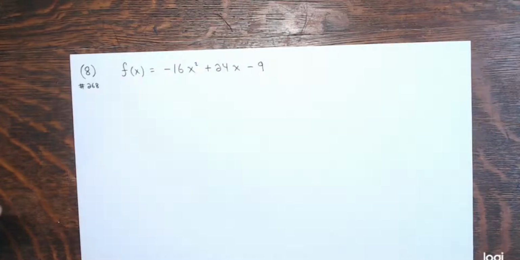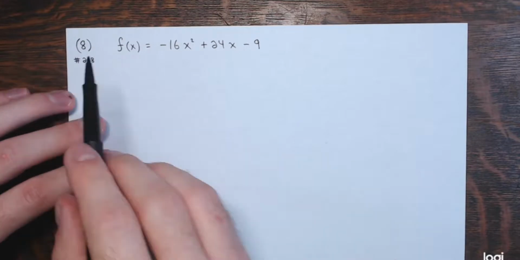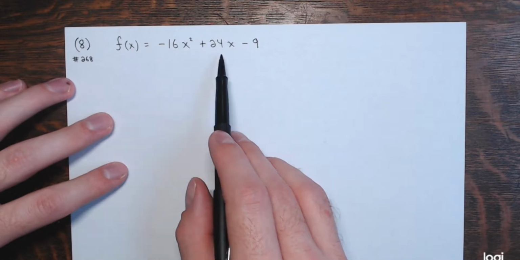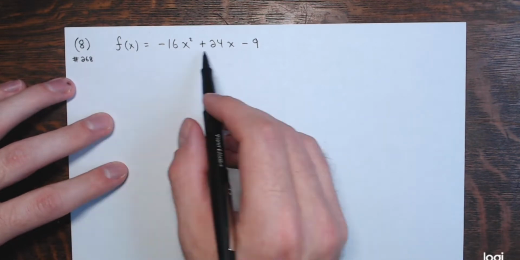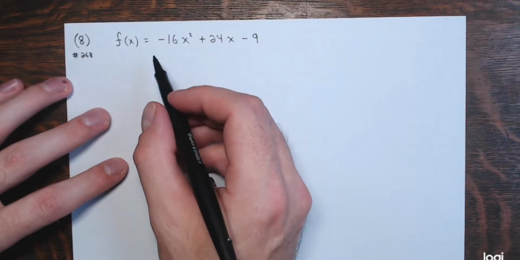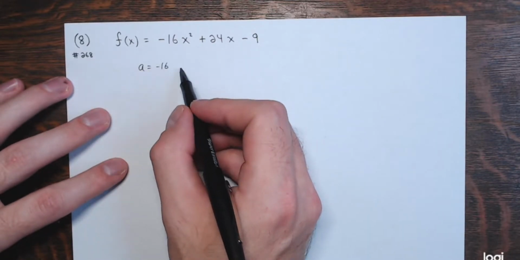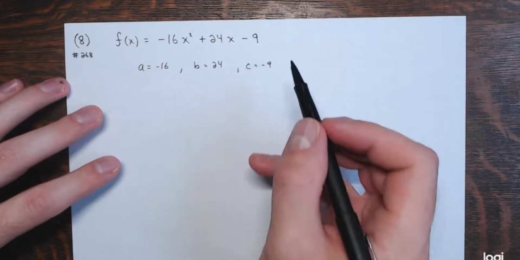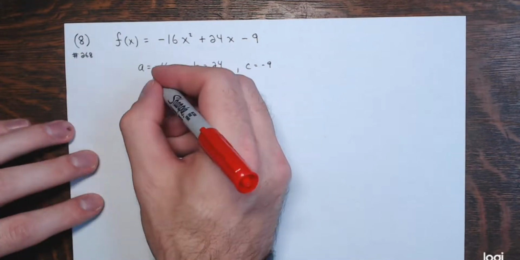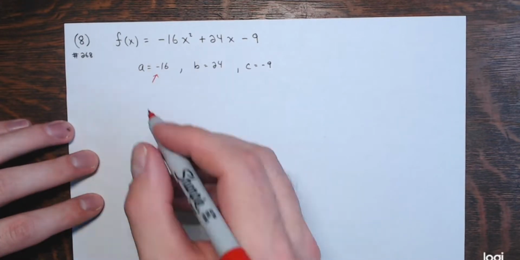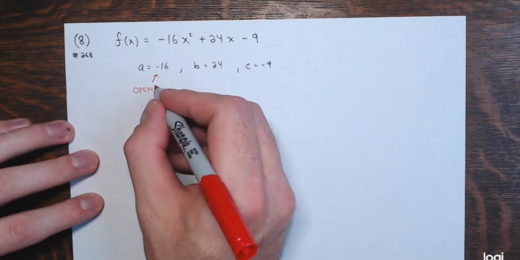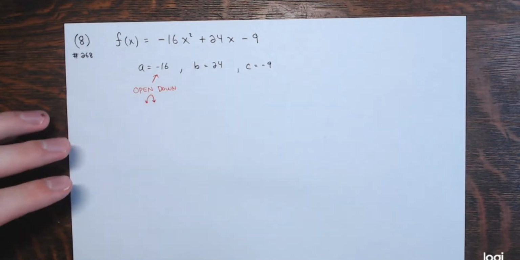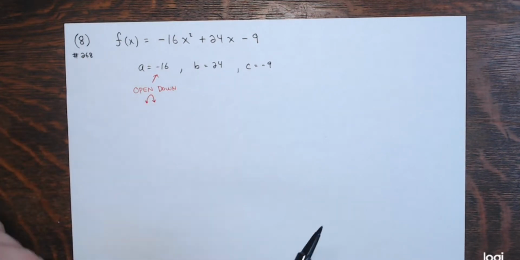All right, let's do it again. Number 8, exercise 268 from the text. F of x equals negative 16x squared plus 24x minus 9. It's in the ax squared plus bx plus c form that I want. A equals negative 16, b equals positive 24, c equals negative 9. The lead coefficient is negative, so this parabola is going to be opening down. So the vertex will be the highest point of the graph.